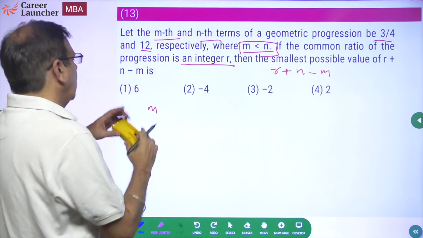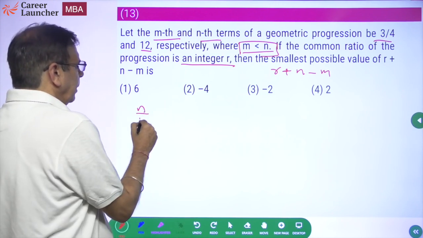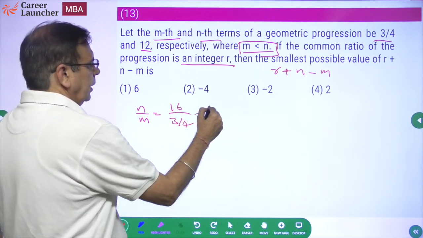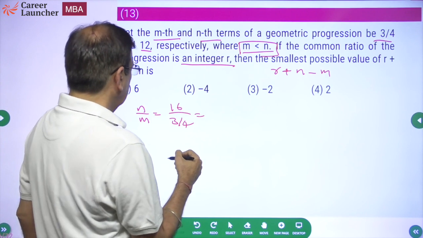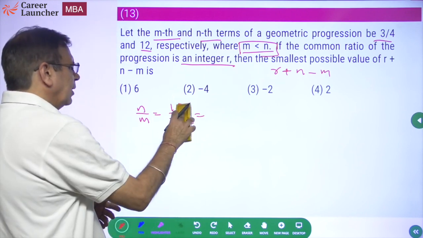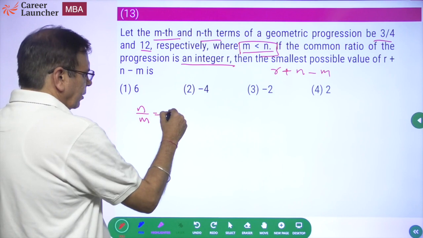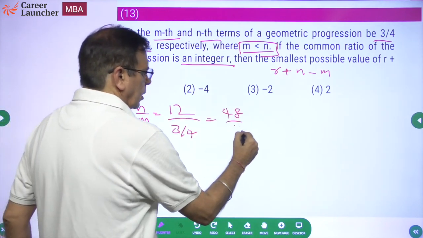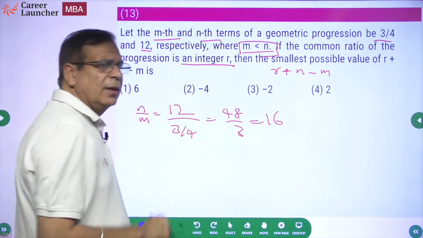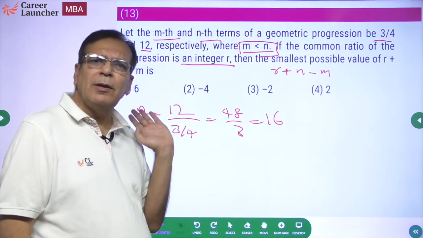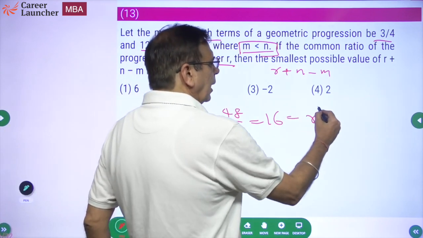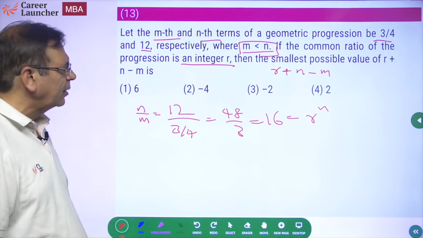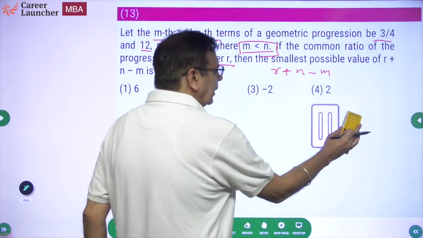So what is n upon m? It will be 12 upon 3 by 4, which is 16. I'm sorry, I'm just getting confused on this question. What is 16? It is some power of the common ratio. This is nothing but r raised to some power. This is what geometric progression basics tell us. So we know r raised to power n has to be 16.